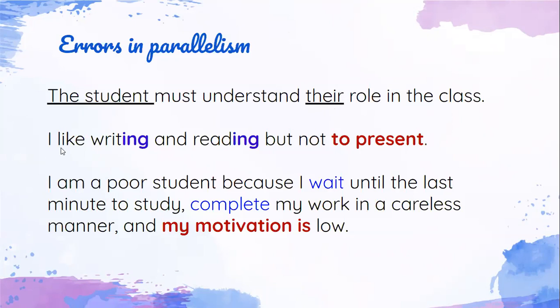All right, let's look at the second one. "I like writing and reading, but not to present." You might notice that sentence sounds kind of clunky, and it's because the parallel structure is off. It's not the same tense. Here it's highlighted, bolded in blue. "I like writing" ends in -ing, so that's kind of a present tense thing. I currently like writing and reading, but then "not to present" is like the future tense, right?